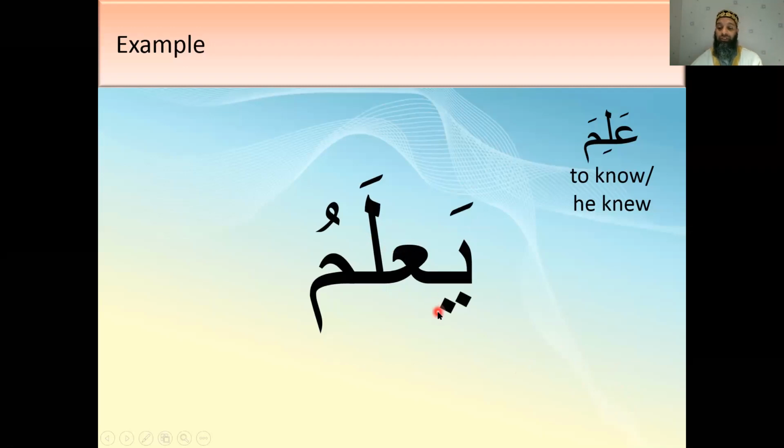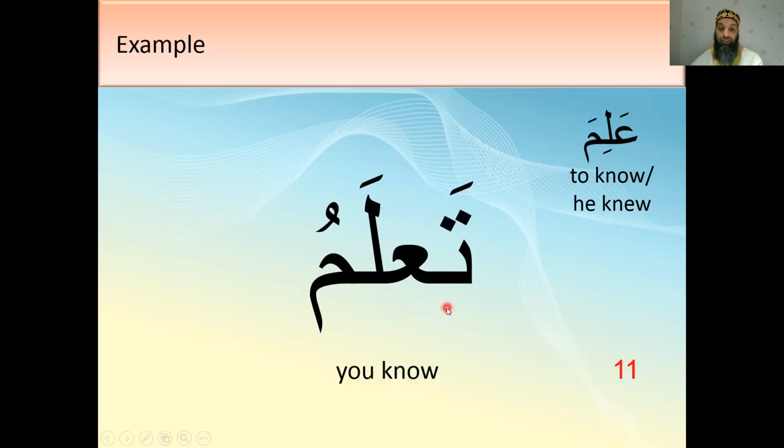Ya'lamu. Look at the difference. That's it. We just changed the ta to a ya. Ya'lamu. That third letter, the vowel on that third letter always stays. Once you know what it is, it always stays. That doesn't change. That's always going to say fatha all the way through in all the combinations.